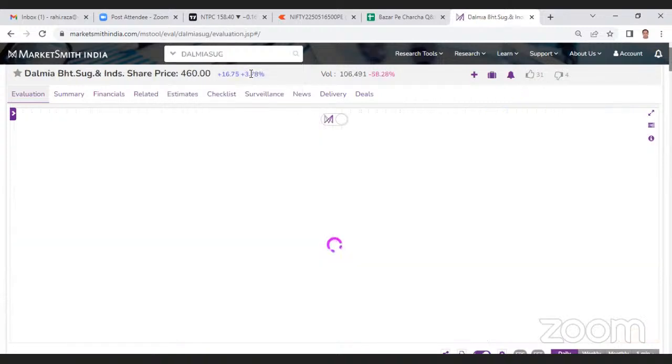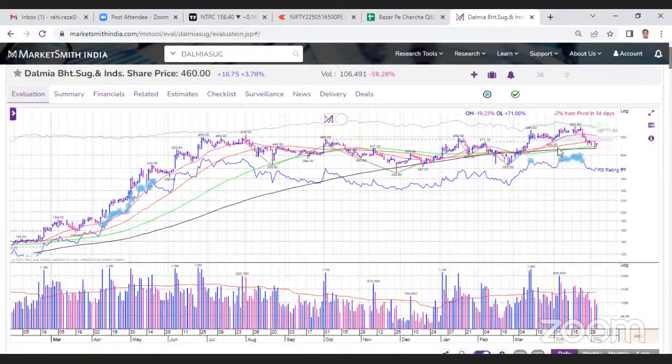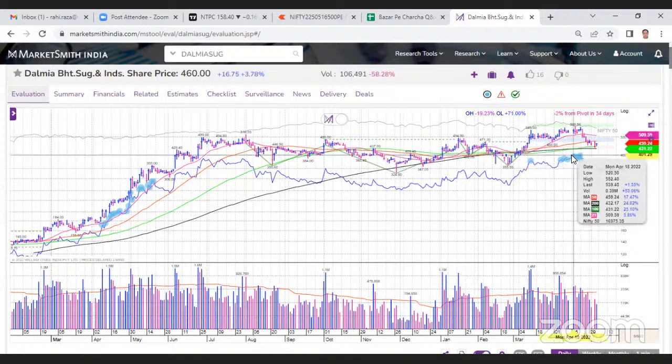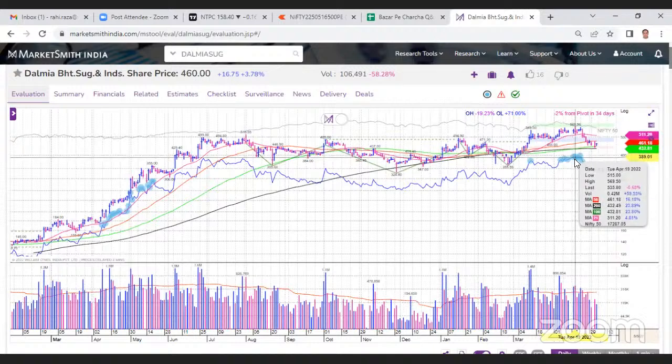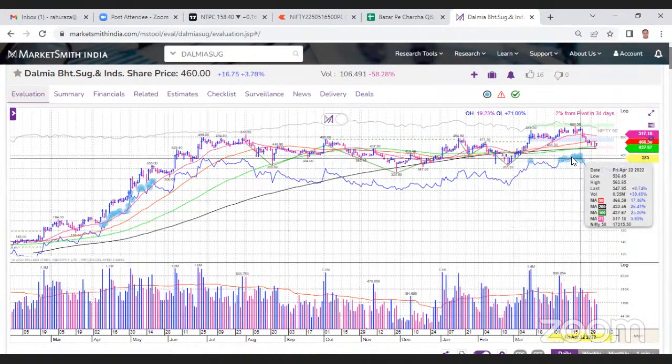Yeah, Bharat Sugar. So this is the chart of Dalmia Bharat, again the same story. The stock has hit the high at 559, and then again profit booking has happened.